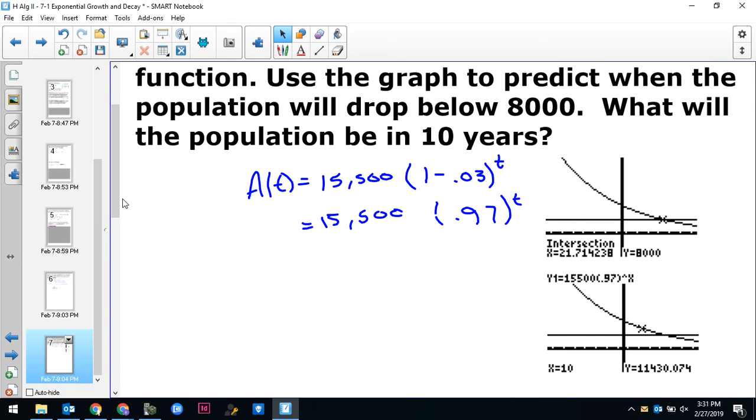All right. So that's exponential growth and decay. We're going to work with a lot of word problems with this stuff. So, get a good base of this and we'll be good.